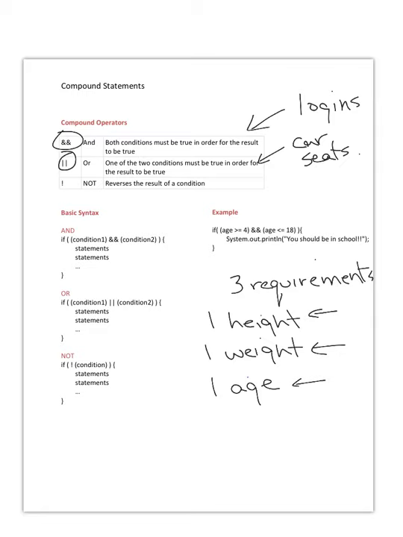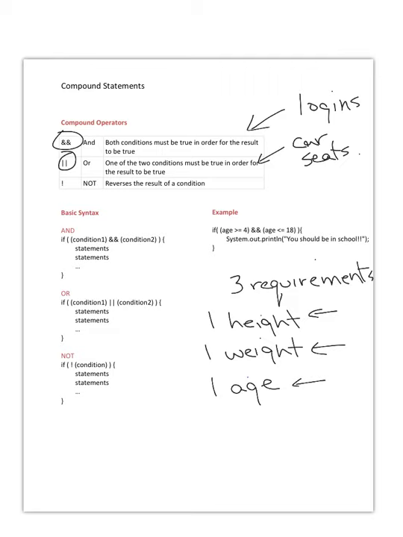That's a part of Canadian law. There are these three requirements, but they don't all have to be true. Only one of them has to be true in order for the child to no longer be required to be in a car seat. So that's a good example of how an or might work. If the child is above a certain height or has hit a certain weight or is of a certain age, they no longer have to be in a car seat. Only one of them has to be true in order for this to be true.